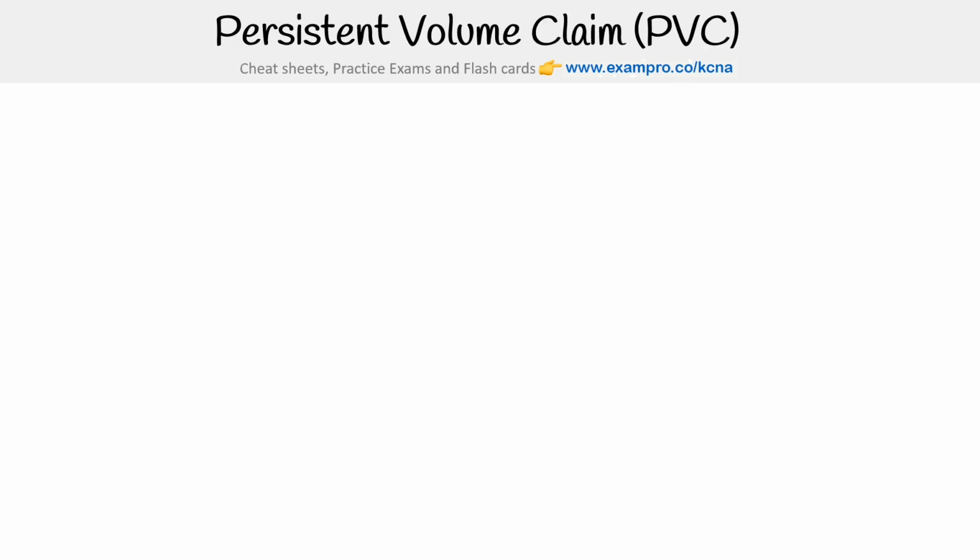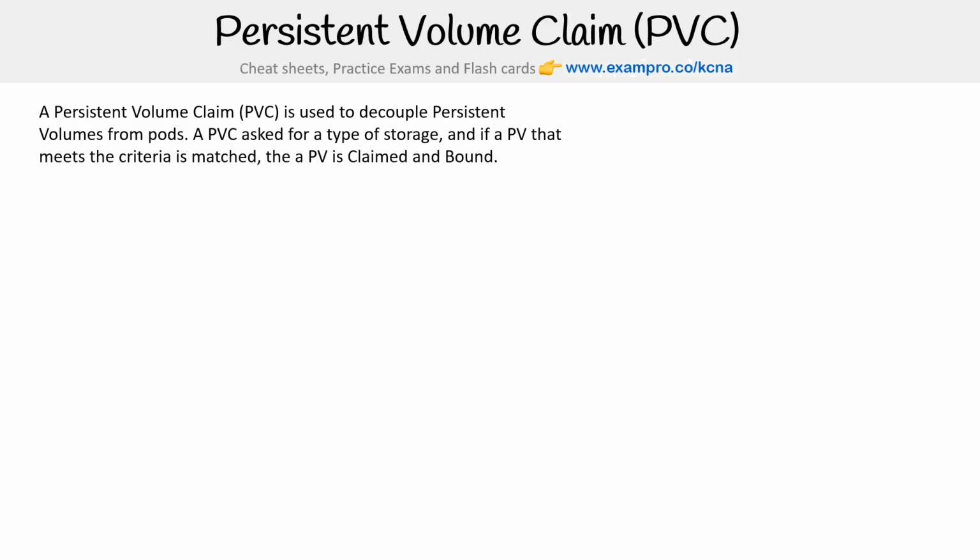Okay, so we kept on mentioning persistent volume claims, and here we are, PVCs. A persistent volume claim is used to decouple persistent volumes from pods, and a PVC will ask for a type of storage, and if a persistent volume meets that criteria, it is matched, and the persistent volume is then claimed and bound. Okay, so what does that mean?